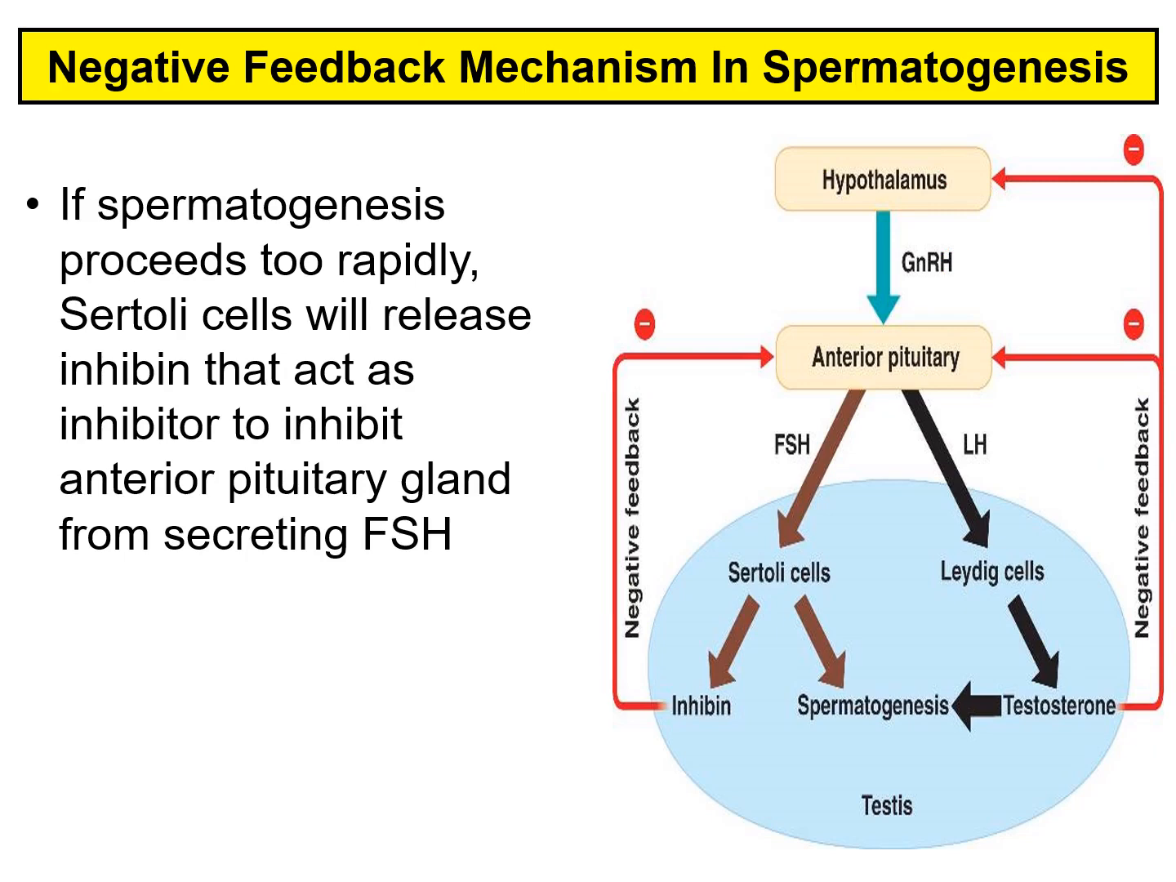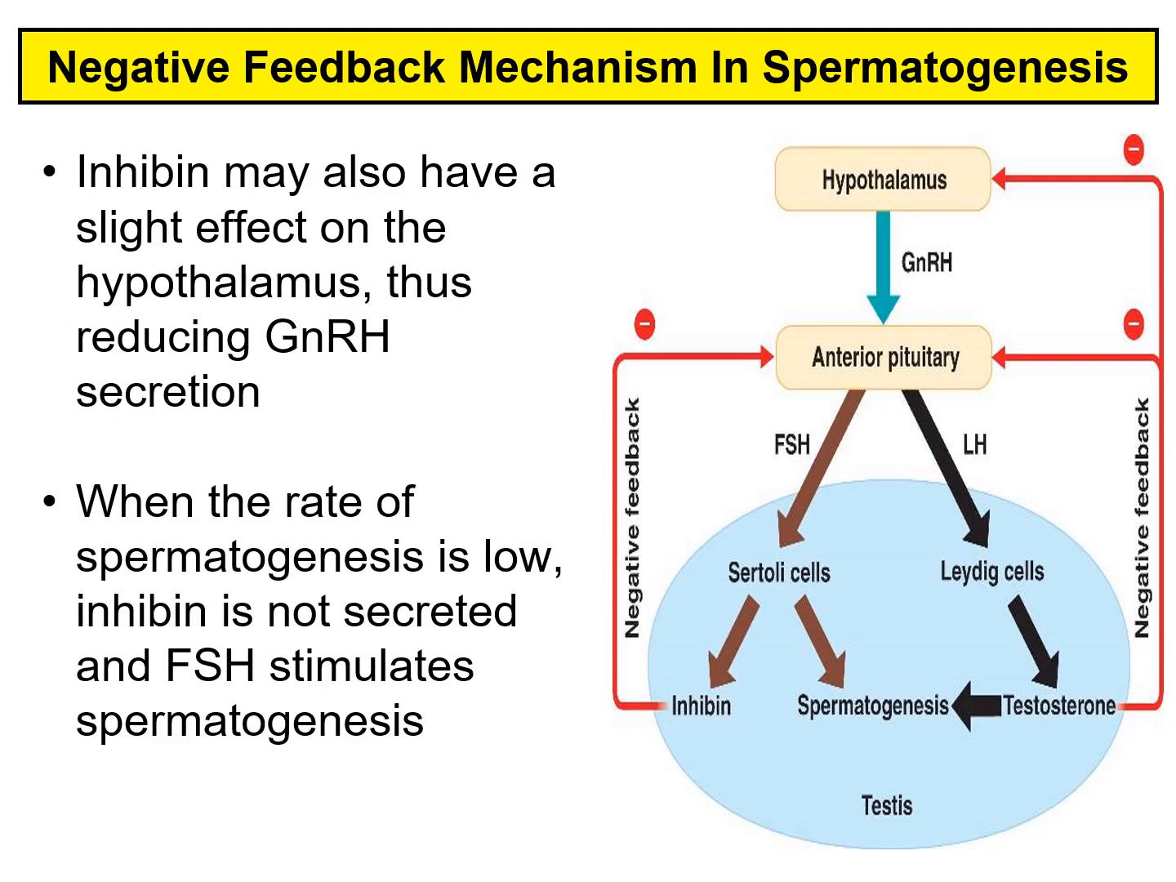If spermatogenesis proceeds too rapidly, Sertoli cell will release inhibin that act as inhibitor towards anterior pituitary glands from secreting FSH. Inhibin may also have a slight effect on the hypothalamus, thus will reduce GnRH secretion. So when the rate of the spermatogenesis is low, inhibin will not be secreted. Thus it will stimulate FSH and LH production.